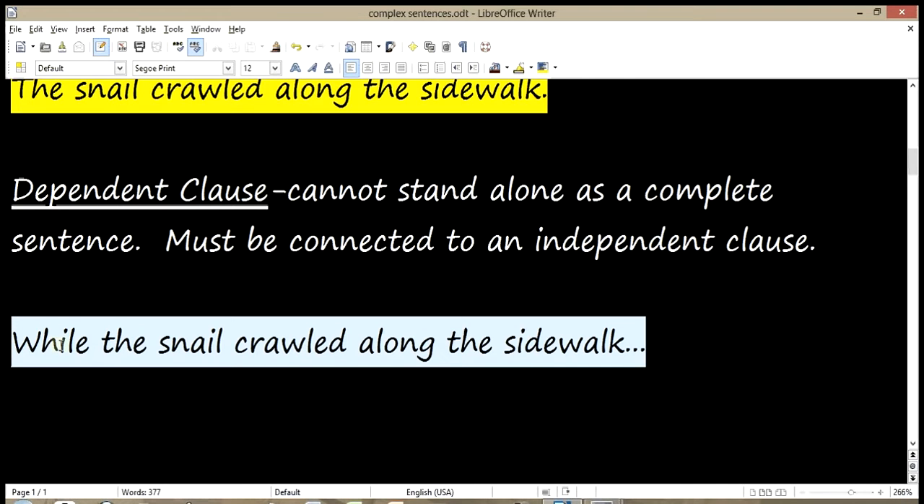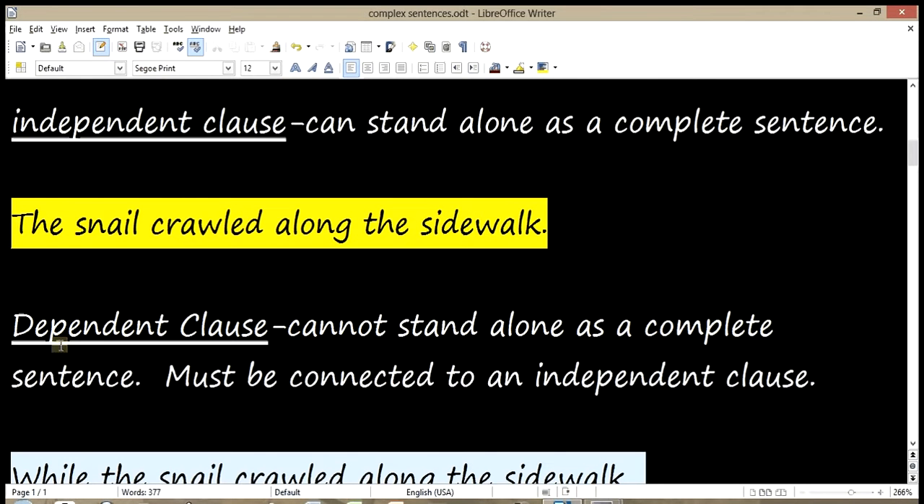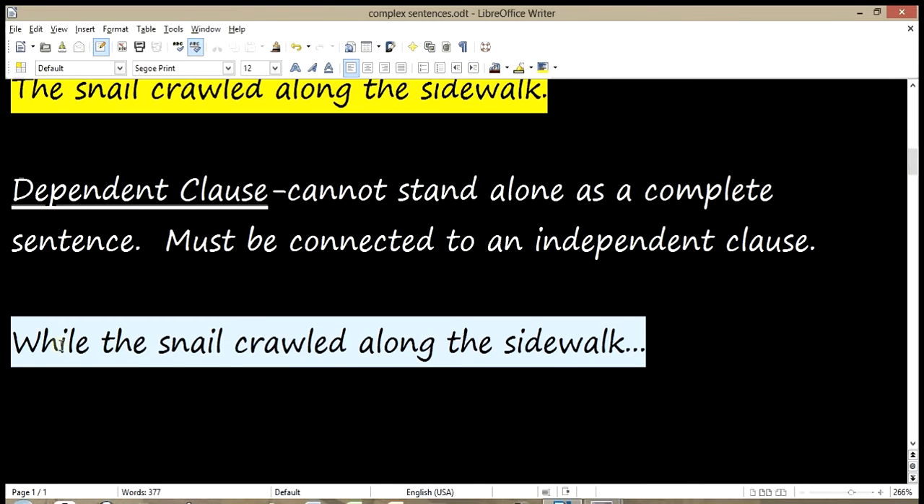And so we need an independent clause. So independent clause, the snail crawled along the sidewalk. I add that word while, and it becomes a dependent clause. It cannot stand by itself. To make this easy for you, I've highlighted all of the independent clauses in yellow and all of the dependent clauses in blue.